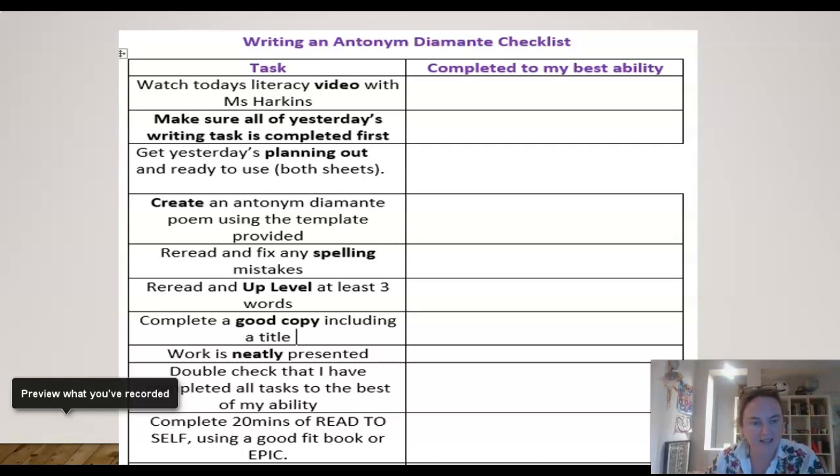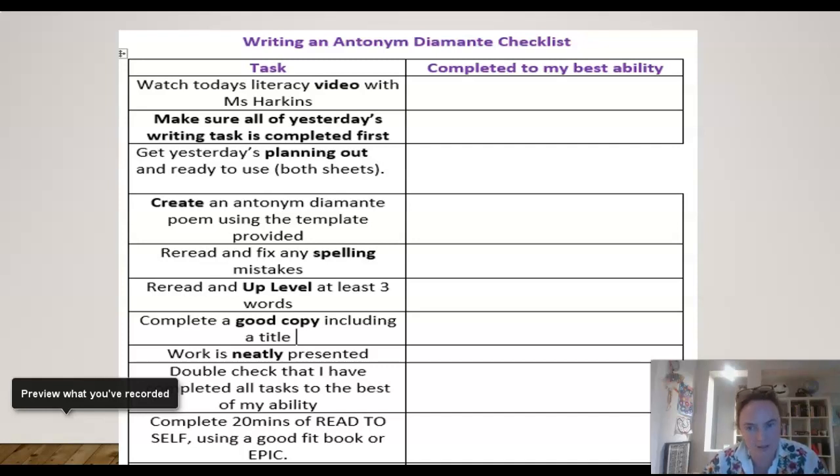Okay, the next step, once you've done your little bit of editing, you've fixed up your spelling, you've made some improvements with your up leveling, you need to complete a good copy. Now, in your neatest handwriting, or if you're using a computer and typing it, you need to make sure you are presenting your poem today very, very neatly. Your neatest handwriting, it needs to look like a diamond, okay? You also need to make sure in your good copy that you include a title.